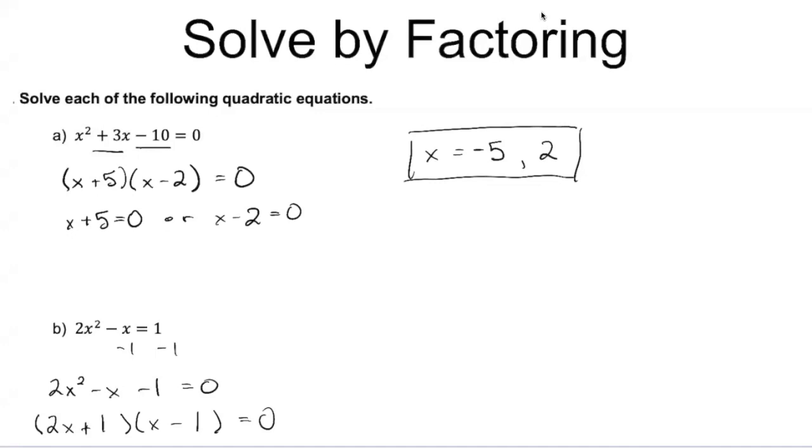So I know that 2x plus 1 could equal 0, and or x minus 1 could equal 0. So 2x could equal negative 1, leaving me with x equaling negative 1 over 2. And for our other solution, we would get that x would equal 1.